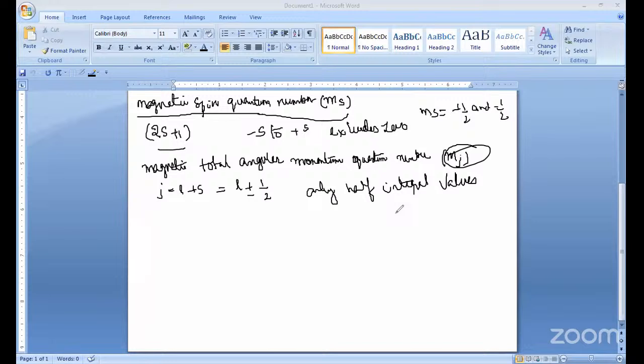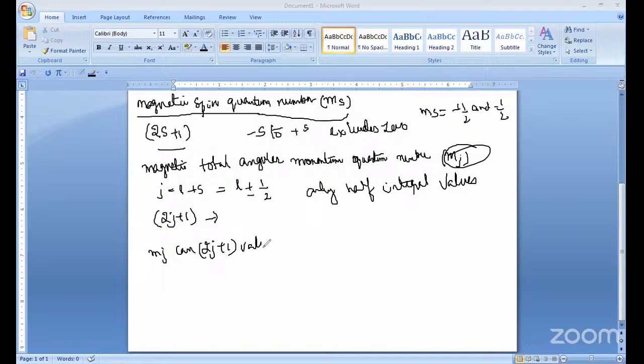The permitted orientations of J with respect to the field direction are 2J plus 1 in number. That is, there are 2J plus 1 permitted orientations of J with respect to the field direction, and mj can have 2J plus 1 values.